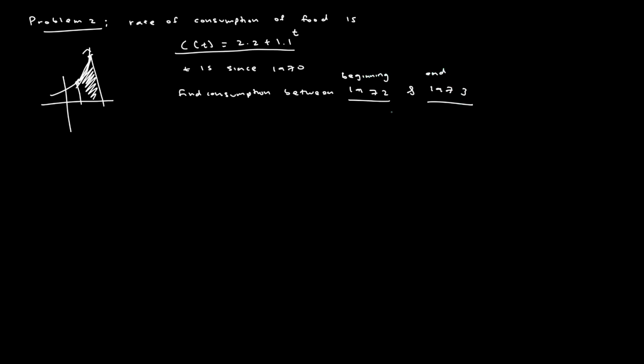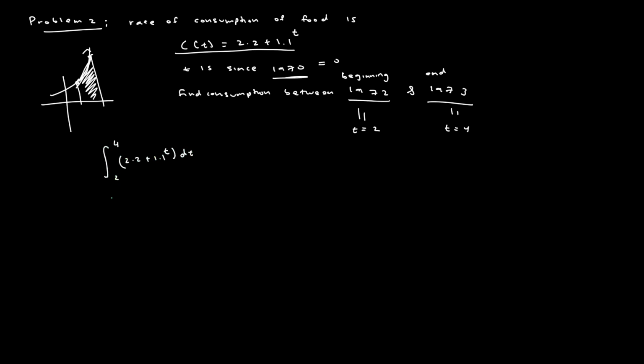And since 1970 equals 0, that means the beginning of 1972 is simply t is equal to 2, and the end of 1973, also the beginning of 1974, is simply t is equal to 4. So that's our bounds. So we know our bounds is from 2 to 4. And then our equation is 2.2 plus 1.1 to the power of t dt. And we're just solving for this integral.